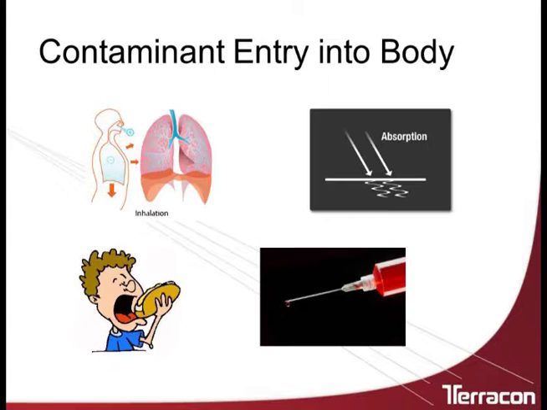And the final one is injection. Injection came about typically because of AIDS, the HIV virus, hepatitis viruses that are transferred via contact with the blood. Primarily, when you're talking about facilities, you're looking at inhalation as being the primary way that materials get in the body, with absorption being the second method.